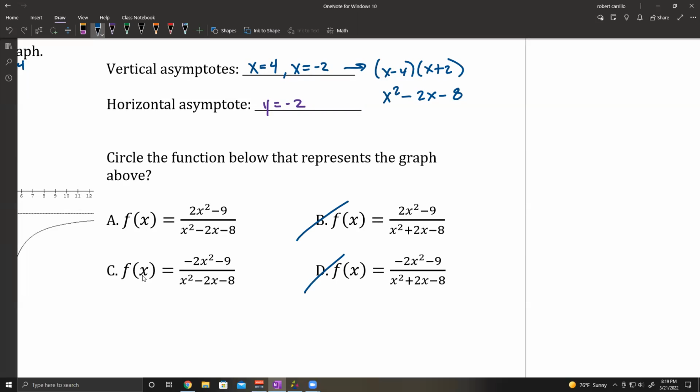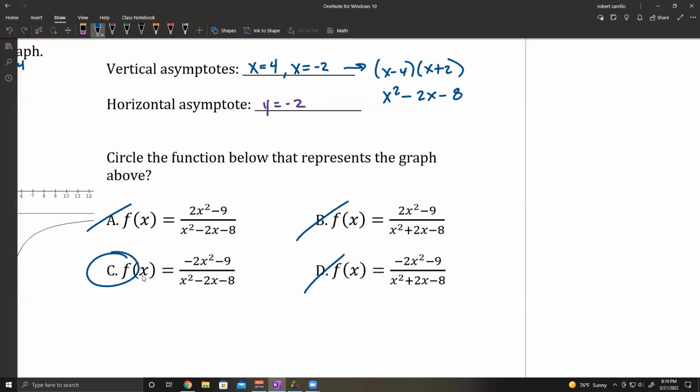Okay, so we have the denominator, and now we have a horizontal asymptote of y equals -2. Who do you think that belongs to, A or C? C. We just match them up, right? -2, -2, and it's good to go.